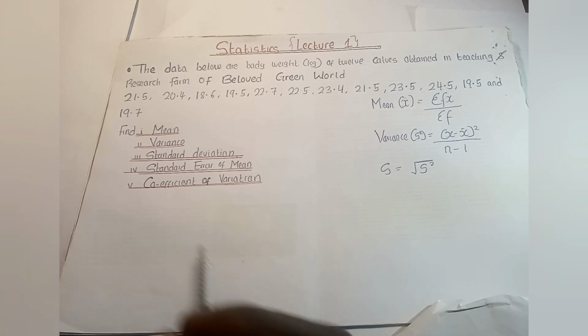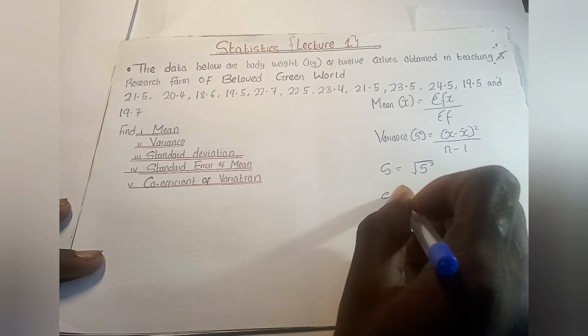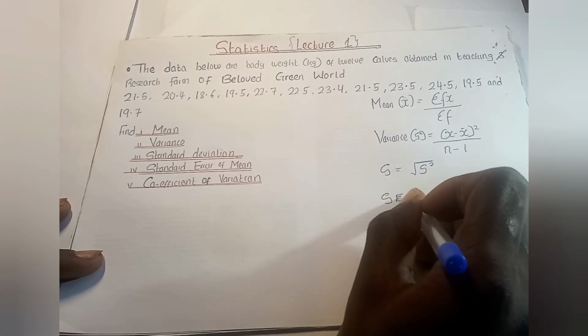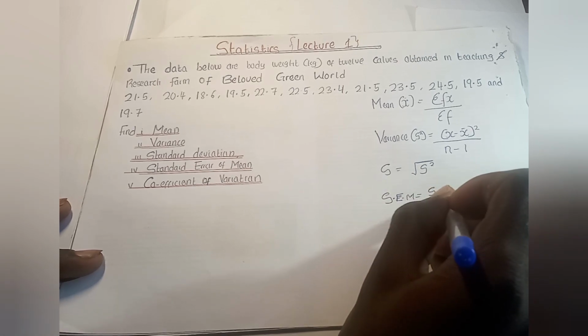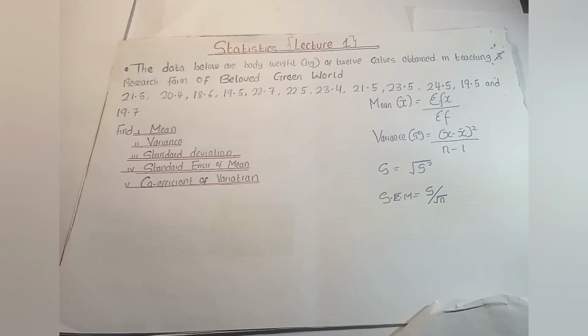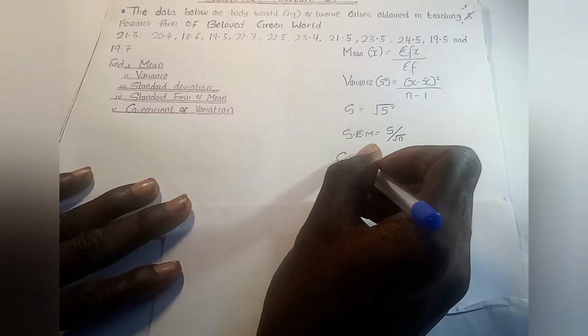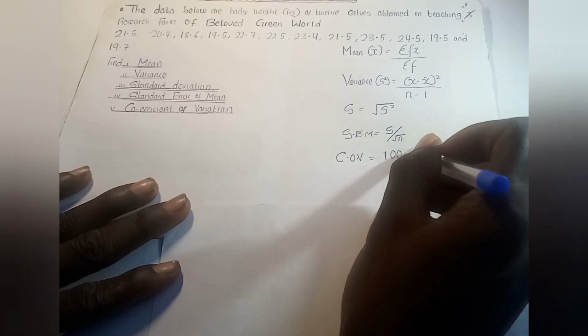And the formula for standard error of mean, let me call it SEM, can be gotten by s over square root of n. That is the formula for standard error of mean. The formula for the coefficient of variation, let me call it CV. Coefficient of variation, I just shorten it, you can write it in full, is 100 times s all over mean.